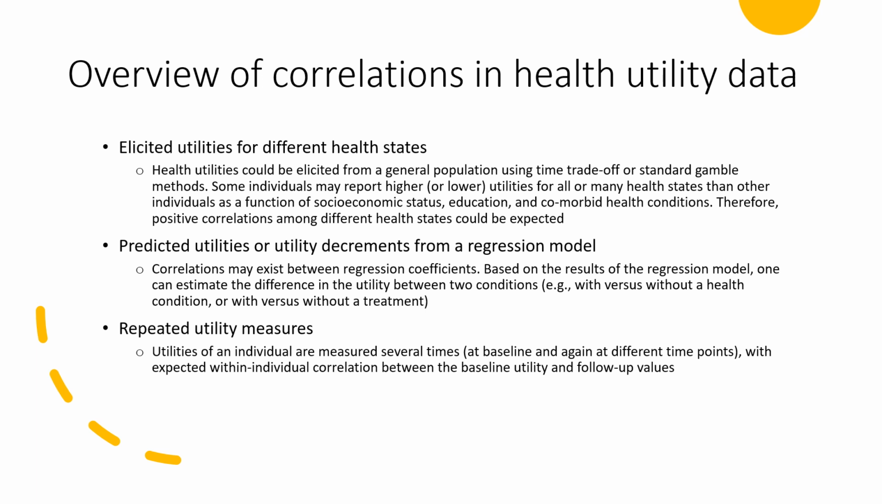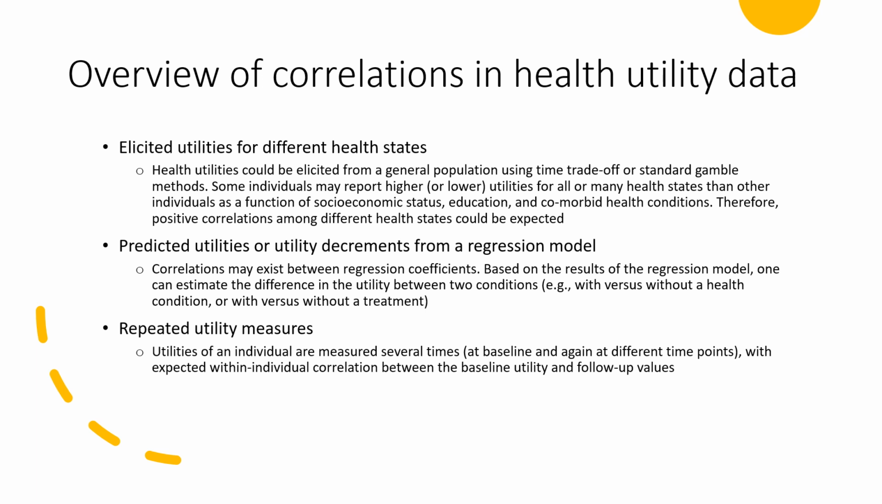Second, predicted utilities or utility decrements from a regression model. Some researchers used regression models to evaluate the effect of different variables, such as patients' characteristics, interventions, symptoms, and health conditions, on utilities. Correlations may exist between regression coefficients. Based on the results of the regression model, one can estimate the difference in the utility between two conditions, with versus without a health condition, or with versus without a treatment, after controlling other factors.